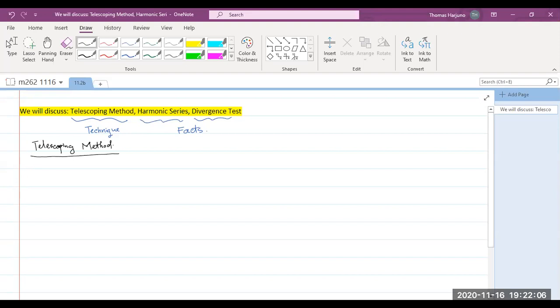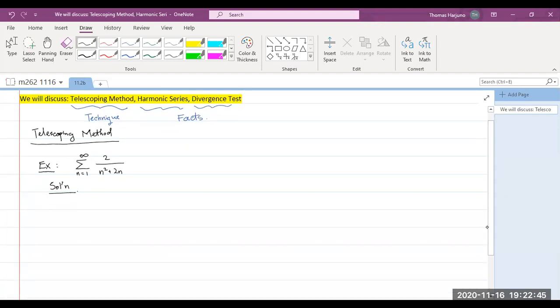What is telescoping method? Let's see the following example. I need to come up with an example, by the way. Suppose, for example, I want to find the sum from n equals 1 to infinity of 2 over n squared plus 2n. Now let's find the sum. If it is convergent, and if it's divergent, we need to show that it actually adds to infinity.